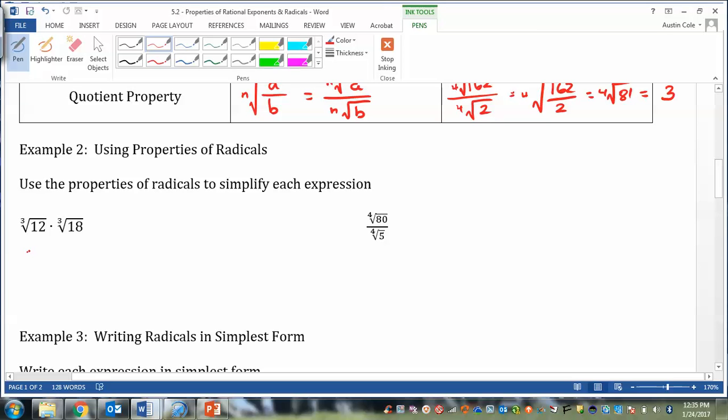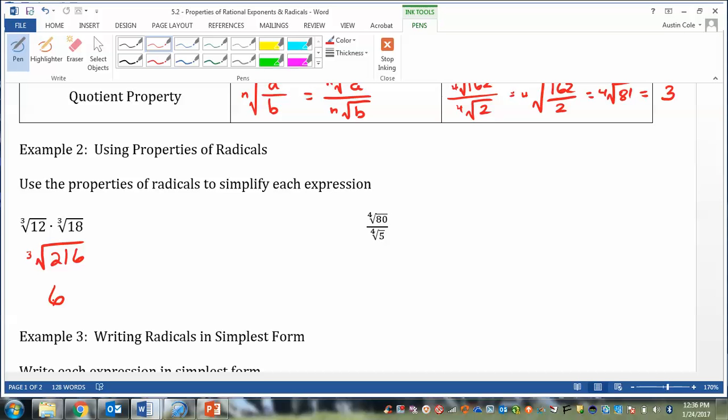216. Is 216 a perfect cube? Yes, it is. What is that? It's 6. 6 times 6 times 6 is 216. So in this instance, it actually helps us to combine them because then it becomes a perfect cube.